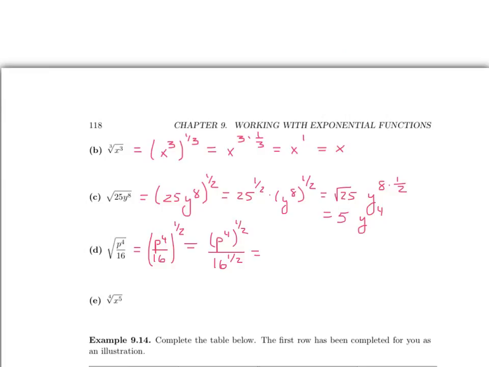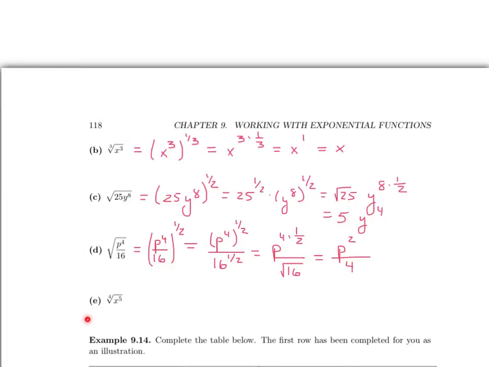In the numerator, we can use another exponent property to rewrite this as p to the 4 times 1/2, and in the denominator, we have 16 to the 1/2 power. That is defined to be the square root of 16. In the numerator, we have p raised to the 4 times 1/2, but 4 times 1/2 is 2. And in the denominator, we have the square root of 16, which is 4. So that is the simplified form.